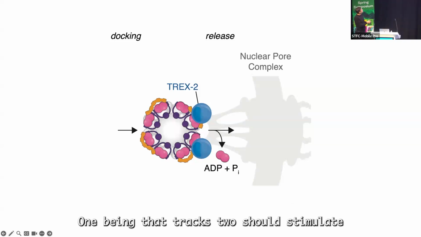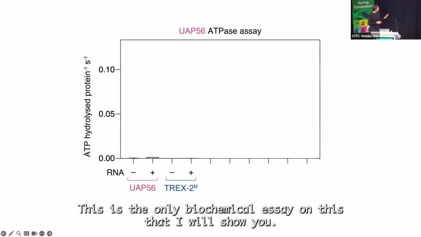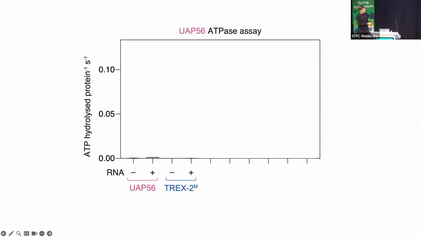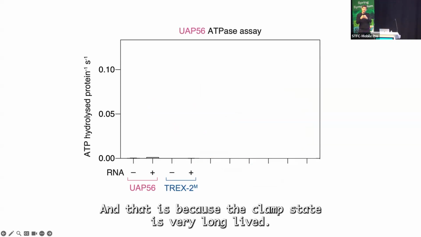So if that were correct, you could make many simple biochemical predictions. One being that TREX2 should stimulate the ATPase activity or at least turnover of UAP56. And so this is the only biochemical assay on this that I will show you. And so what you can see is that UAP56 is an extremely lousy ATPase. And that is because the clamp state is very long-lived.